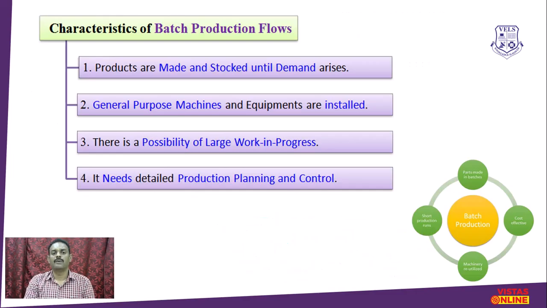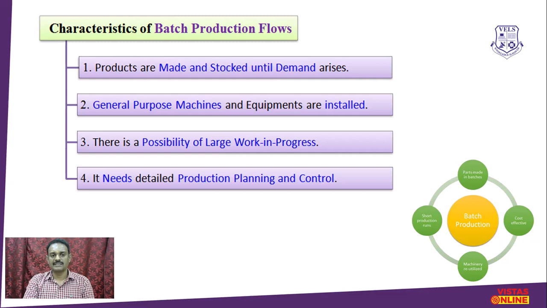The characteristics of batch production flows. Products are made and stocked until demand arises. Once the demand arises, they will start the production and sell the product. General purpose machines and equipment are normally used in these production systems. There is a possibility of large work in progress also.